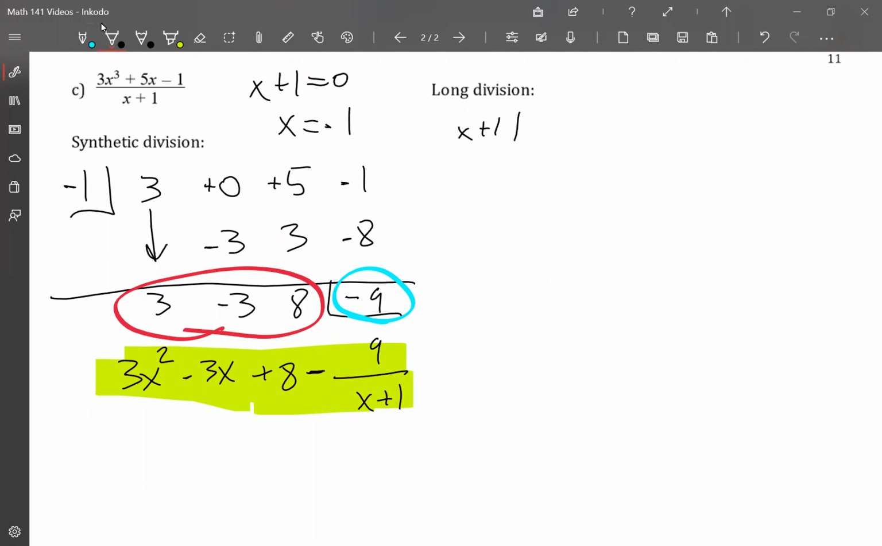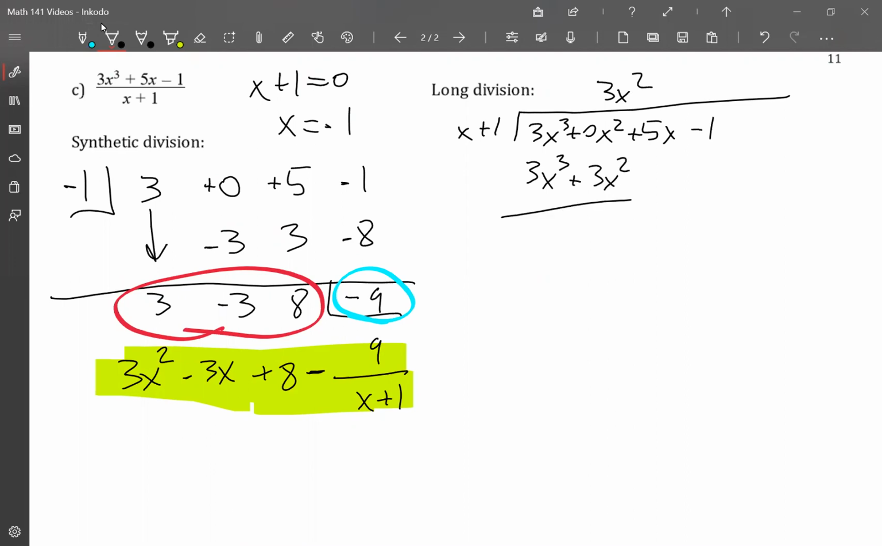X plus 1 is dividing 3x cubed plus 0x squared plus 5x minus 1. You multiply x by 3x squared to get 3x cubed. Multiply it times x plus 1. You get 3x cubed plus 3x squared. And we're, of course, subtracting. So distribute the negatives. Getting rid of the x cubed terms. And 0x squared minus 3x squared is negative 3x squared. Bring down the rest of the polynomial.